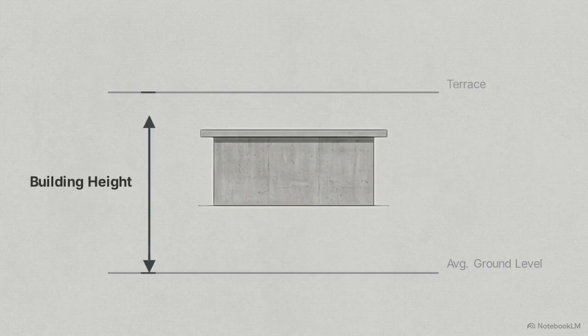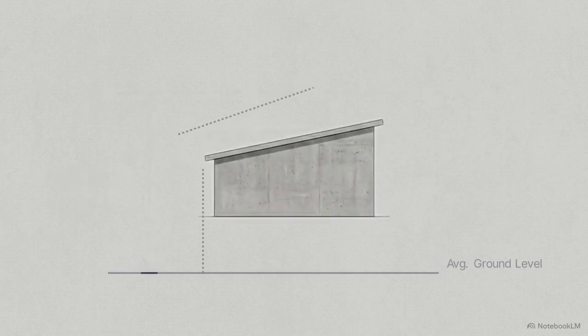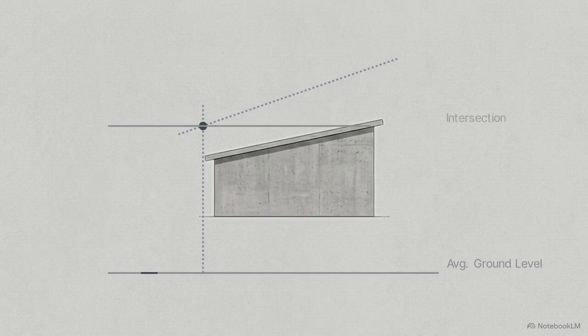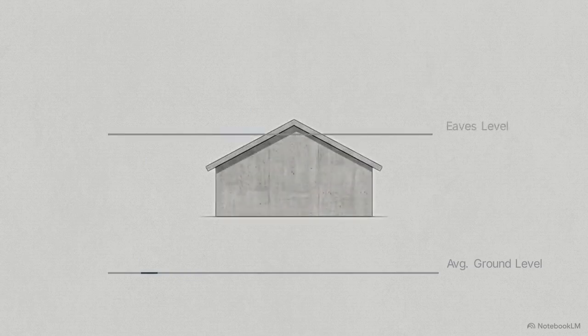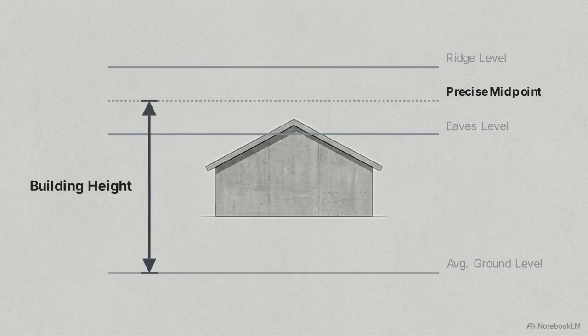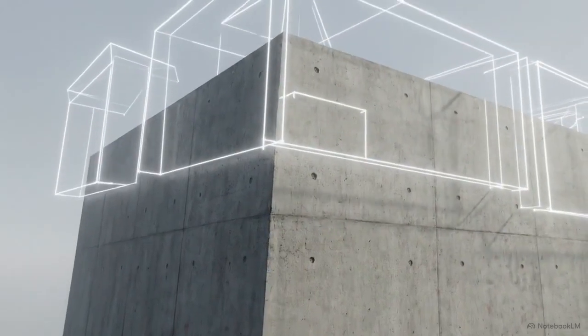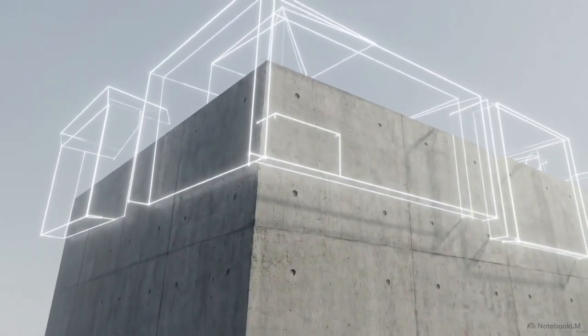This measurement depends entirely on roof typology. For a flat roof, building height is measured from the average ground level up to the terrace of the last livable floor. For a pitched roof, the measurement path changes. The height stops exactly at the point where the external surface of the outer wall intersects the finished surface of the sloping roof. For gables facing the road, the legal apex is calculated as the precise midpoint between the eaves level and the ridge. The legal boundary of building height shifts based entirely on the geometry of the roof, rather than the highest physical point of the structure.